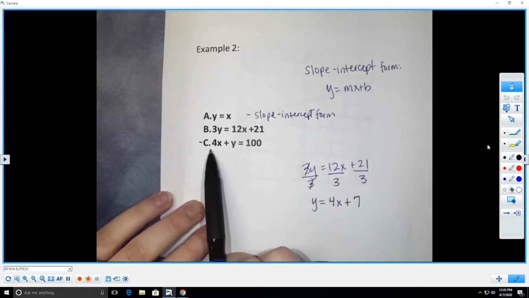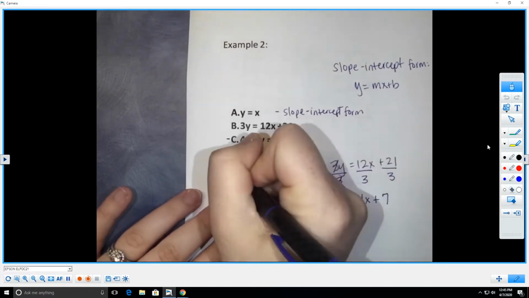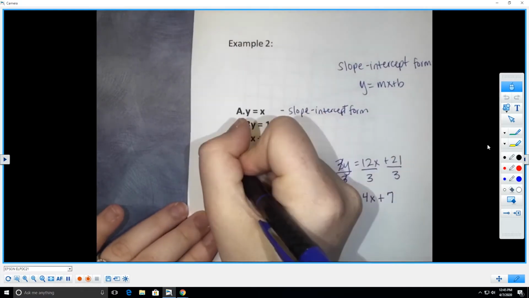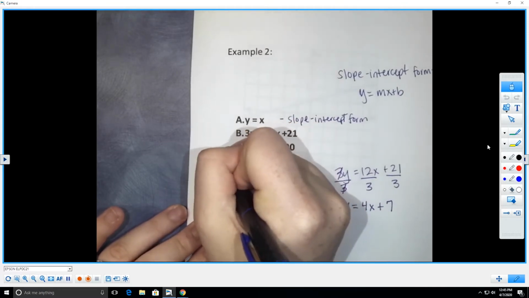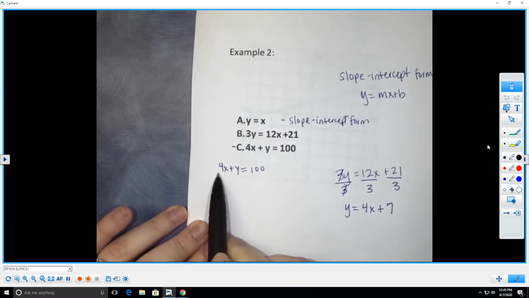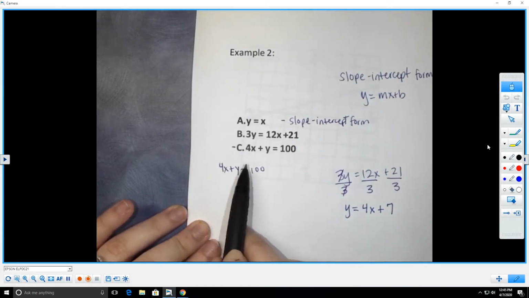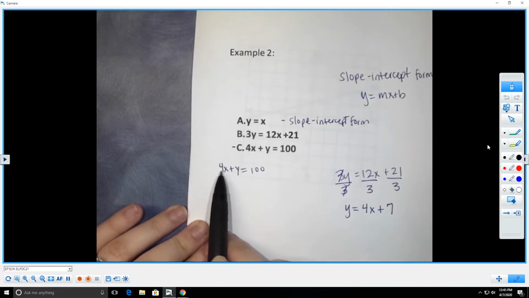Right, so our issue here is that we need to move this term 4x over to the other side. So what I can do, I'm going to rewrite the equation. 4x plus y equals 100. I need to move this term 4x over to the other side. Now, if I do that, I've got to do the inverse.